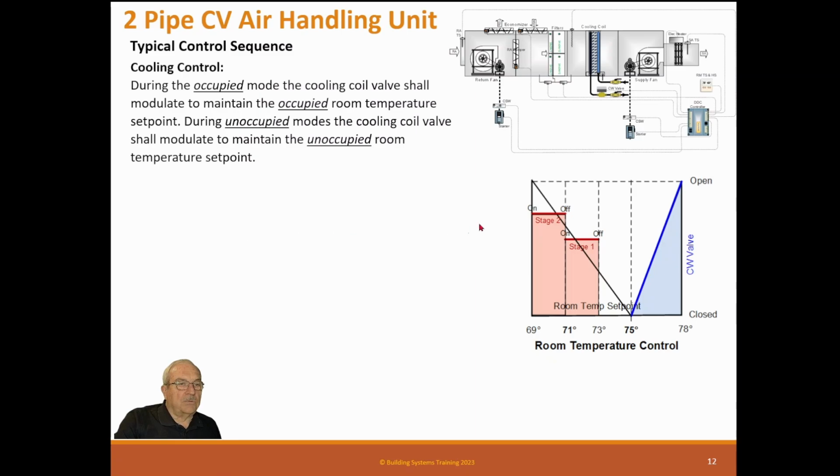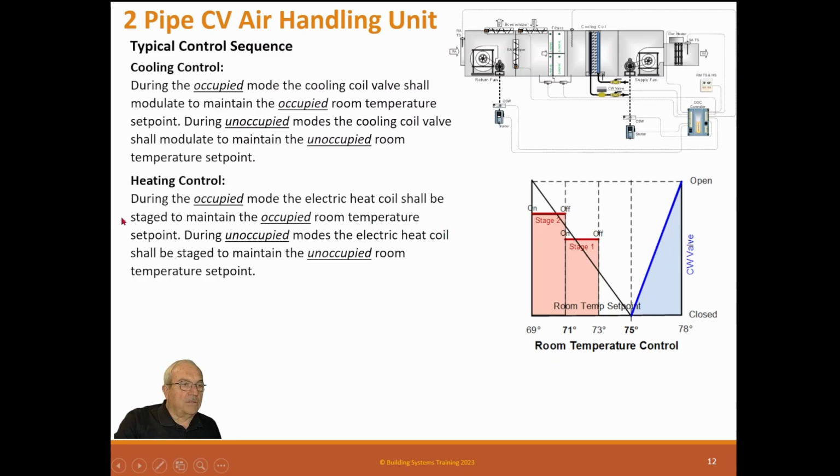Okay, and then of course we have heating control. During the occupied mode, the electric heaters shall be staged to maintain the occupied room set points, and the same for unoccupied set points. So here it is again. It looks similar to the other. We have a 75-degree room temperature, and the cooling coil will open as it gets hotter in the space. And as it goes down from 75 to 71, stage 1 will go on, and stage 1 will heat the air up until it goes off at 73 degrees.